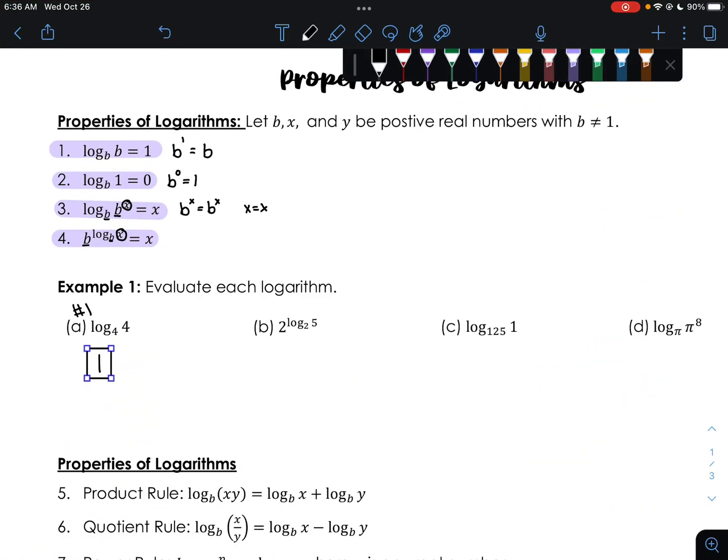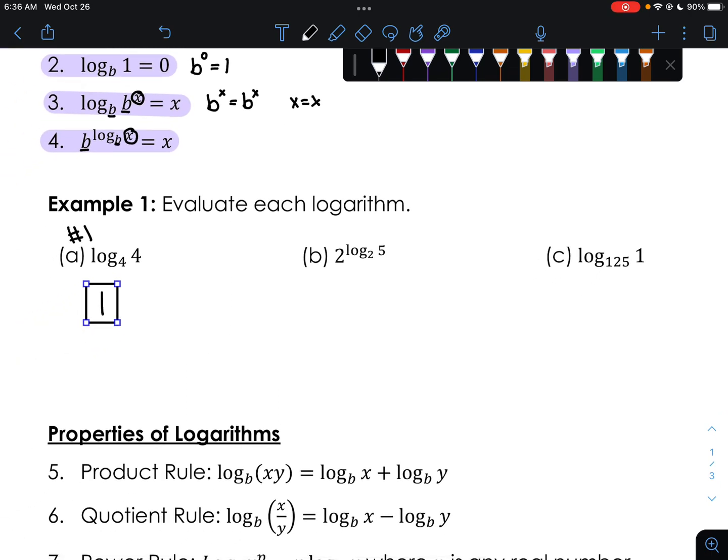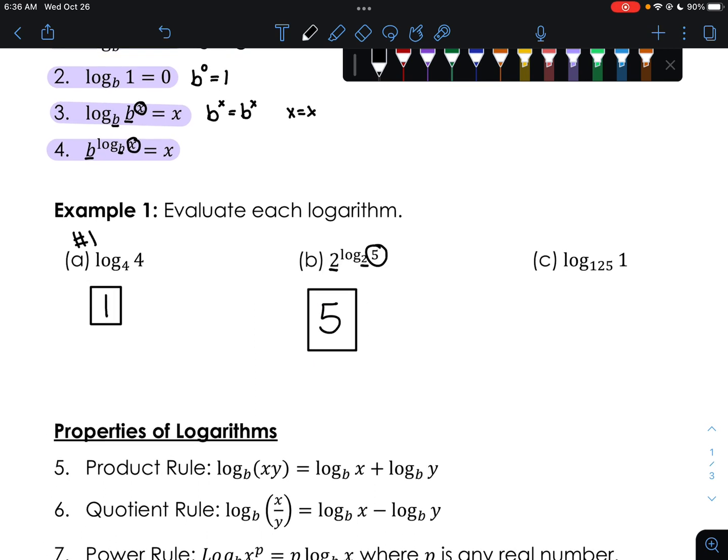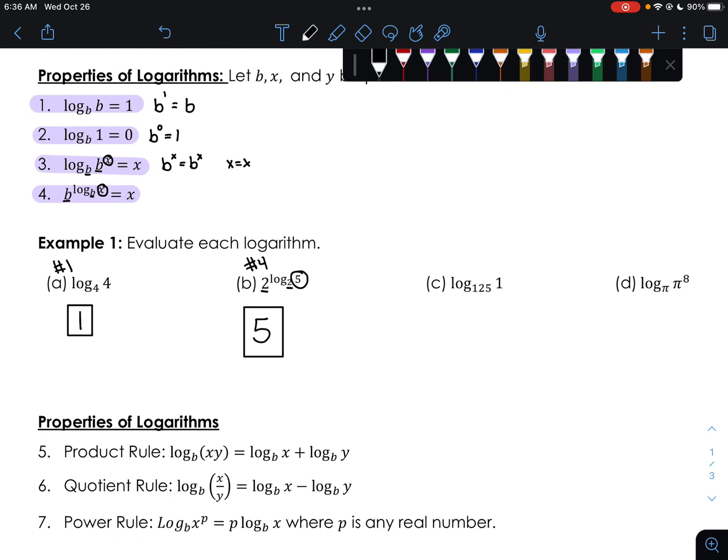Looking at letter B, 2 to the log base 2 power of 5. My base of the exponential is the same as the base of my log, which means this right here is my answer. So it would be 5. That would be property number 4. The next one, log base 125 of 1, is going to equal 0. Again, you can always use your calculator to confirm this, but any log of 1 is going to be 0. That is property number 2.